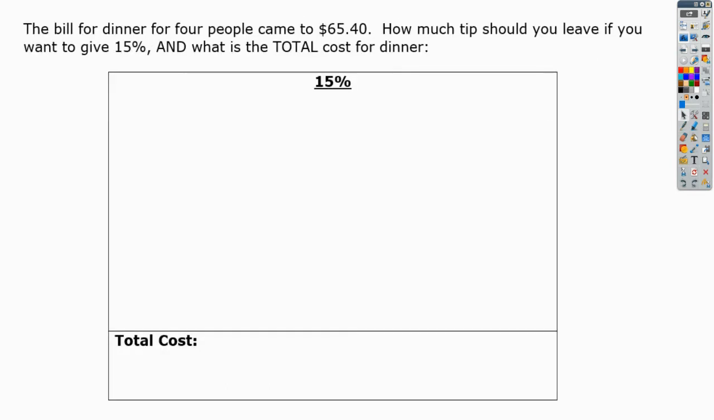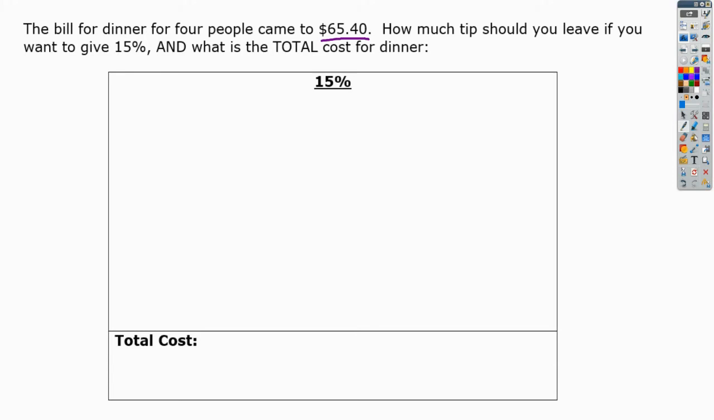Let's do one of each. So the first one we're going to do is a tip problem, and this is the one that you're probably most familiar with. This problem says the bill for dinner for 4 people came out to $65.40. How much tip should you leave if you want to leave a 15% tip? And finally, what would be the total cost of the dinner?